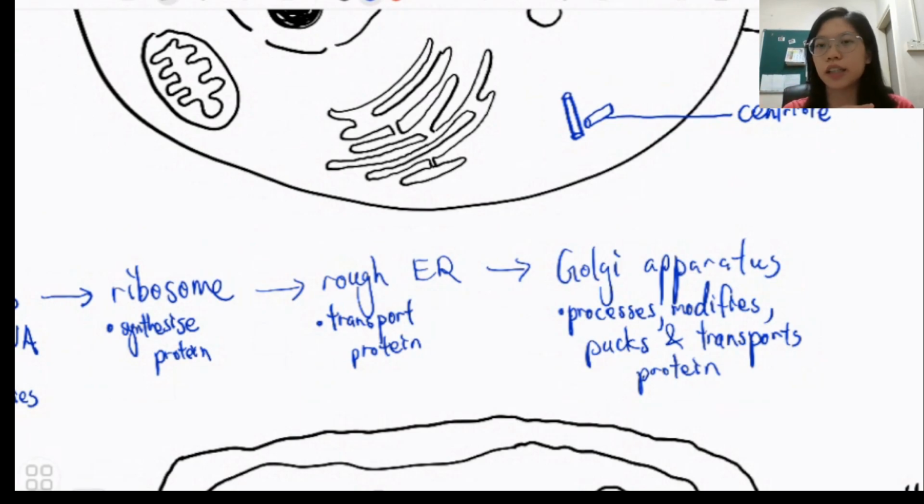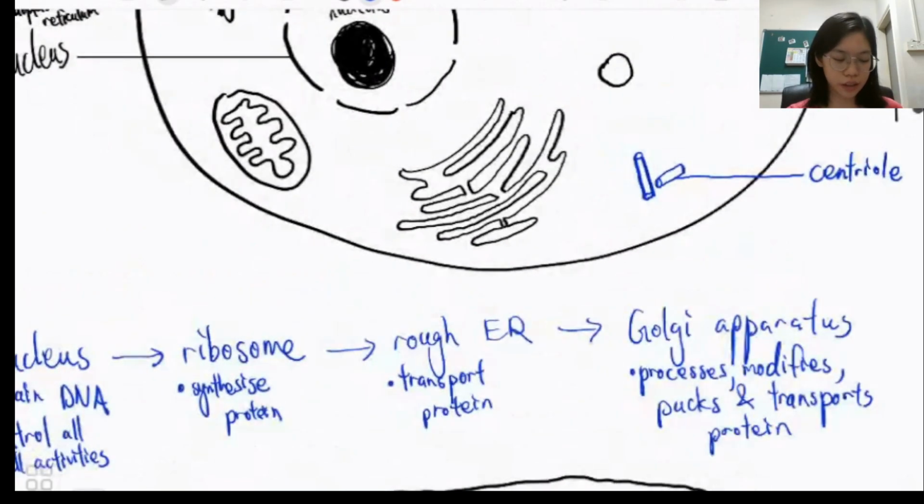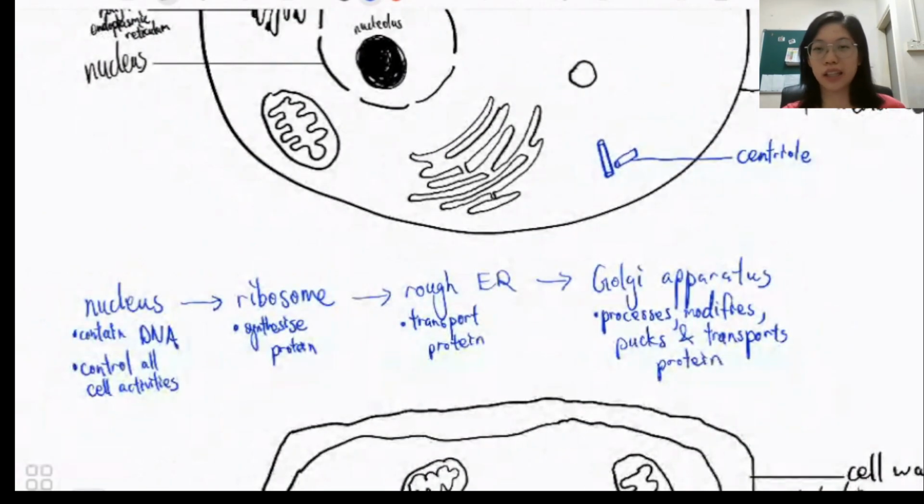So Golgi apparatus has this function of processing, modifying, packing and transporting the protein. Because some of the proteins, like extracellular enzymes, have to be transported out of the animal cell. That's why it has a function to transport the protein. So these four are an easier way, a flow for you to memorize their function, basically. And what about the others?